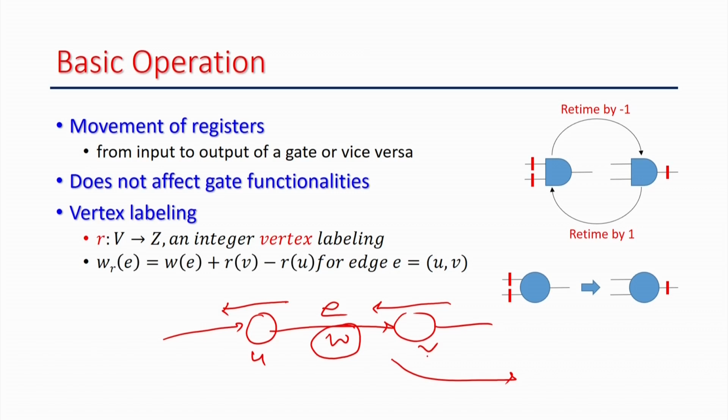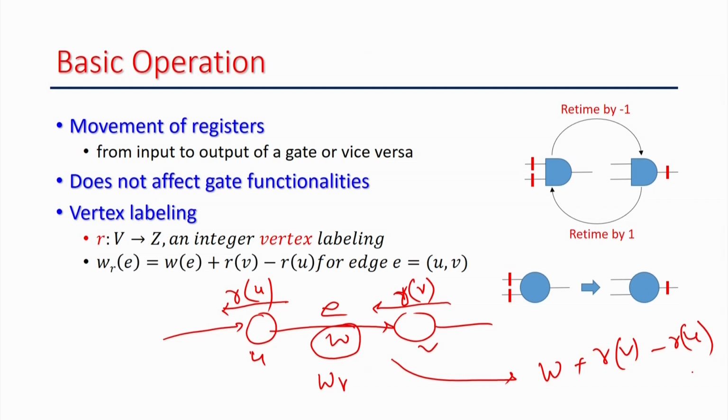Let us say the number of registers moving from this to this is R V, and the number of registers moving from the output to the input of the node U is R U. So, this R for a node is the number of registers moved from the output side to the input side of that node. R V means the number of registers moved from the output side to the input side of node V. So, the final value of W after retiming will be W plus R V, because that comes in, and R U goes out, right.